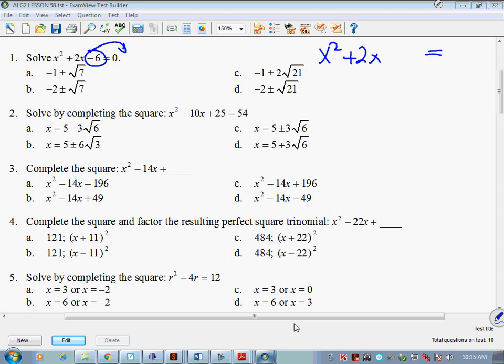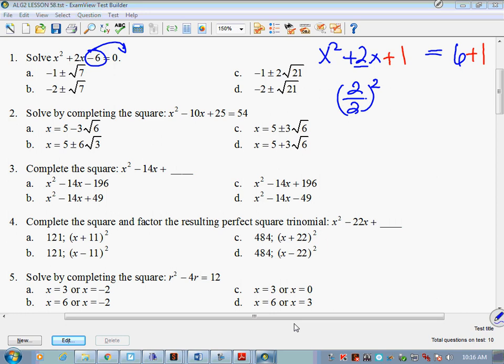Now, how do I move negative 6 to the other side? What do I have to do to it? Add it. Okay, good. So we're going to get positive 6 right there. Now, if you remember from what we just covered, we're going to take the coefficient of x, which is 2. We're going to take 2 divided by 2, and square it. What is 2 divided by 2? 1. Okay? Because it's a positive 1, we're going to put plus 1 right here and right there. So I've got x squared plus 2x plus 1 equals 6 plus 1.